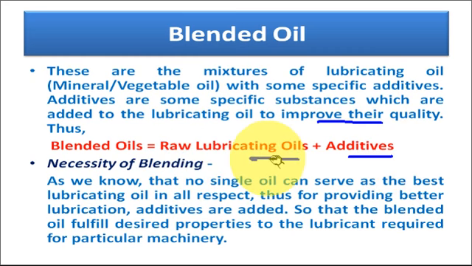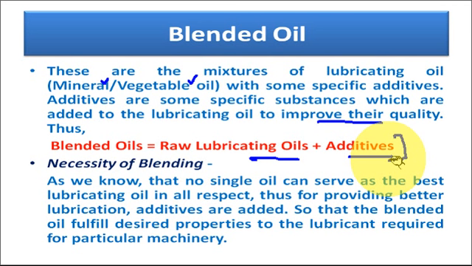Now, what is the raw lubricating oil? Raw lubricating oil may be the mineral oil or it may be the vegetable or the animal oil. So basically, what we are doing here is mixing the mineral oil or vegetable oil with some additive. The role of the additive is to improve the quality of the lubricating oil.